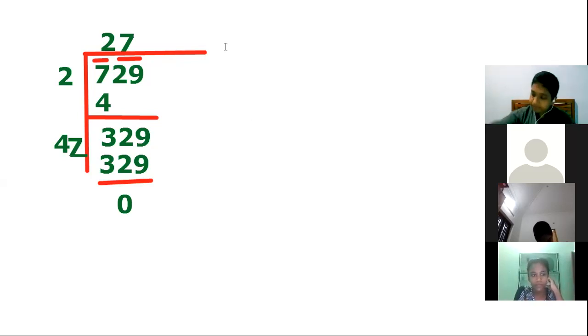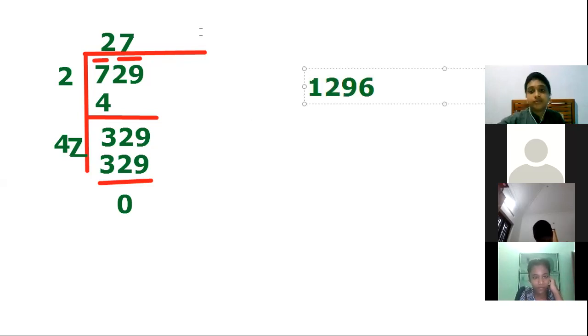Similarly, we can find the square root of 1296. We are now going to find the square root of 1296. So first of all, we have to pair the numbers, isn't it? So which are the pairs here? The first pair is 96 and the second pair is 12.